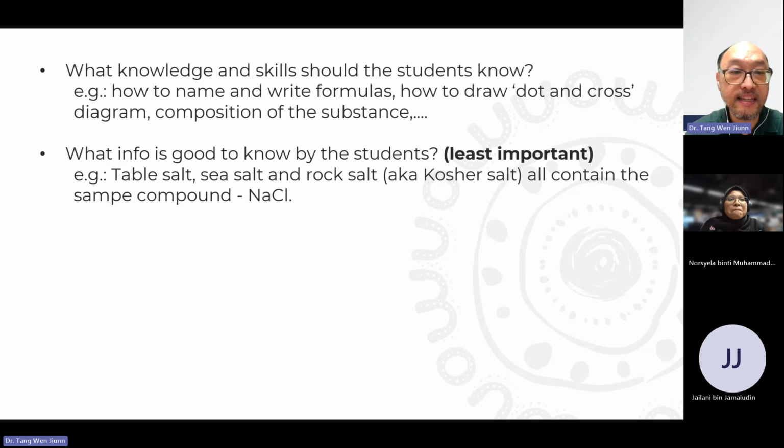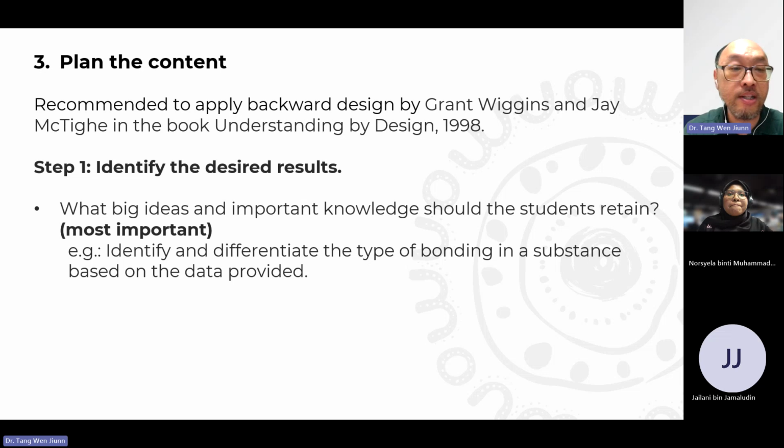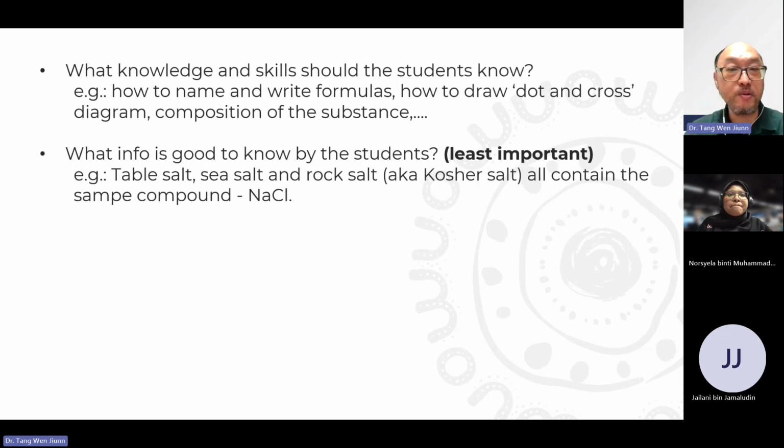After that, I ask, what knowledge and skills should the students know to achieve that important LO, that important information? What are the small skills the students should know? How to write the names, how to write the formula, how to draw the dot. All of this is what we have to cover, the information the students should know.